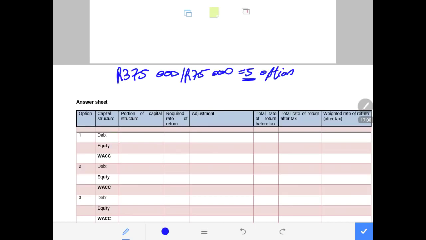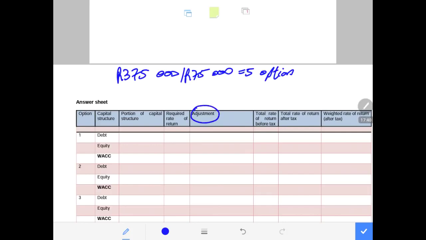Remember, this is the option, the capital structure being debt or equity. Then this will be the weighted average cost of capital. Then you have the portion of the capital structure, the required rate of return, and adjustments. Adjustment here is when there will be a decrease in the interest or an increase in the interest. That is the adjustment, where the return expected by the investors will increase, or the interest in the bank will decrease because of the amount of 75,000 that is not taken.